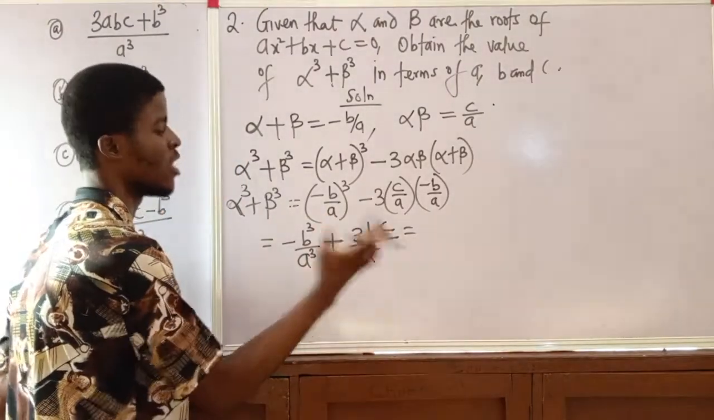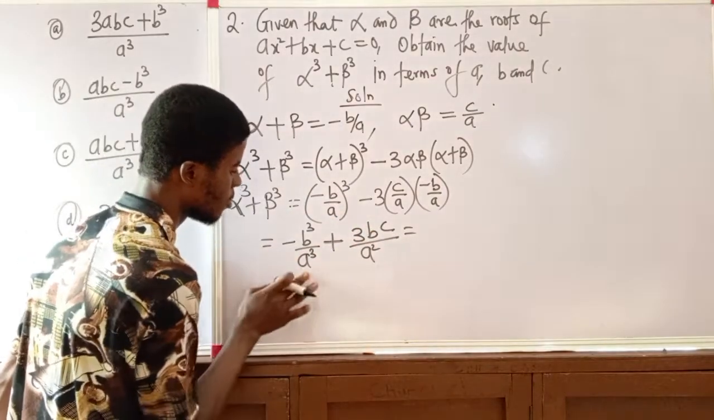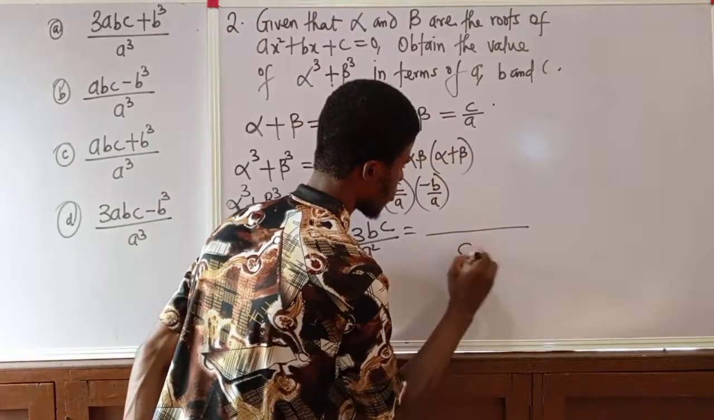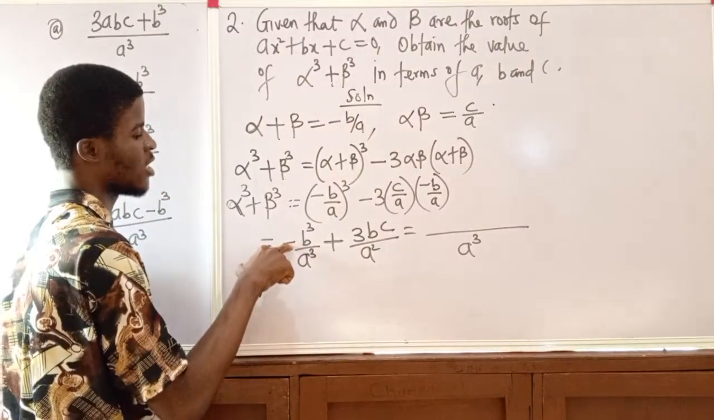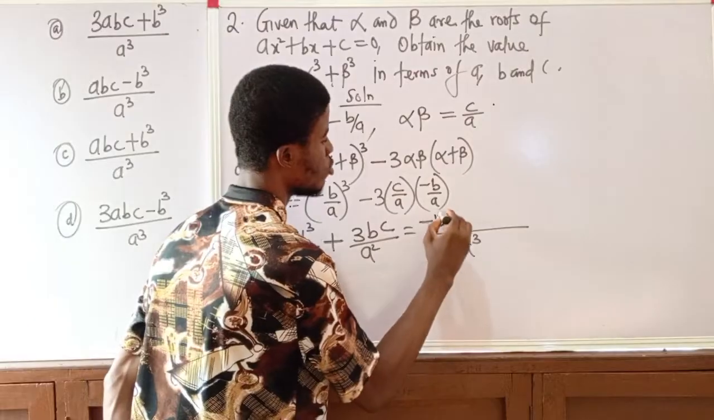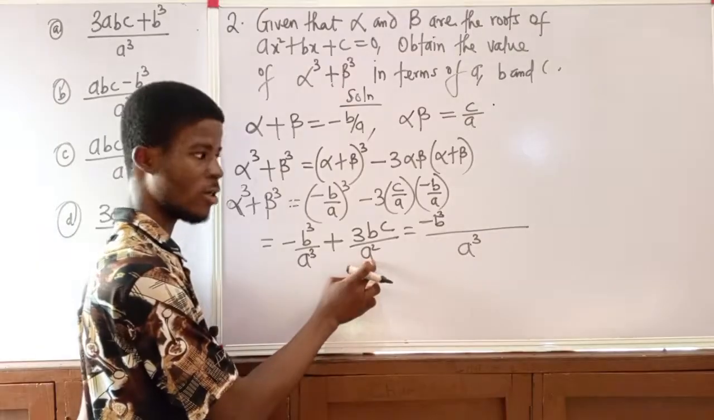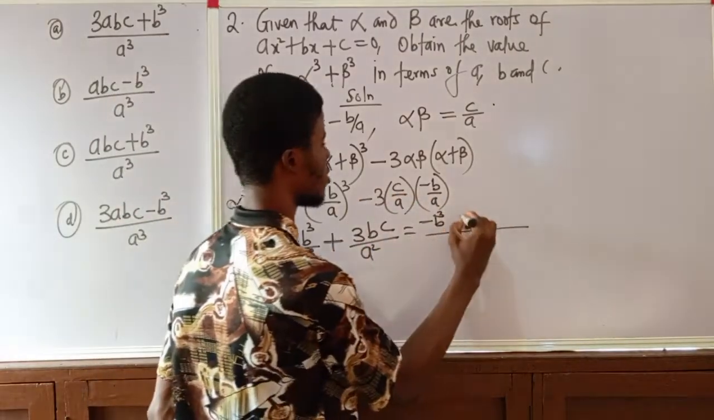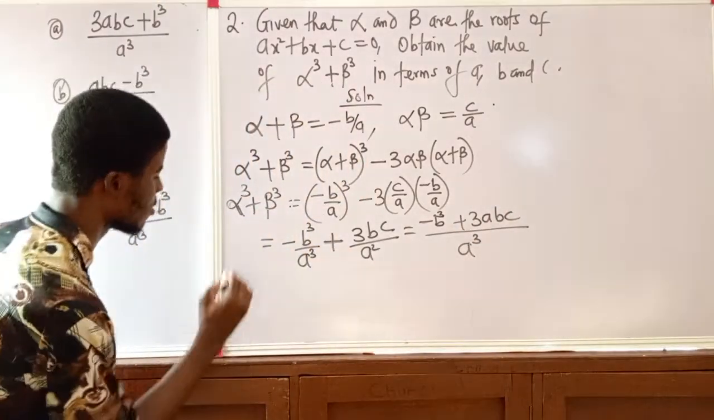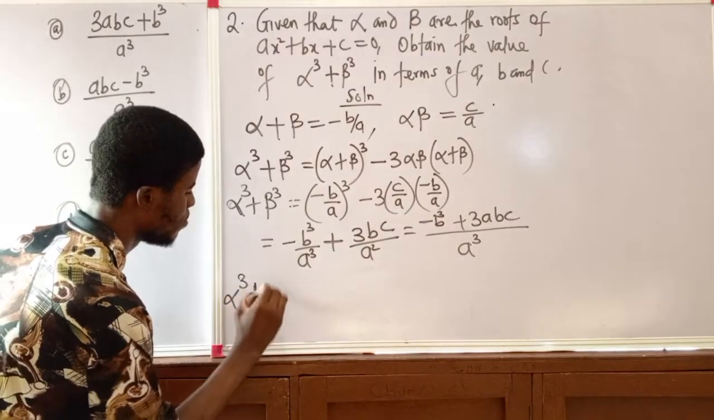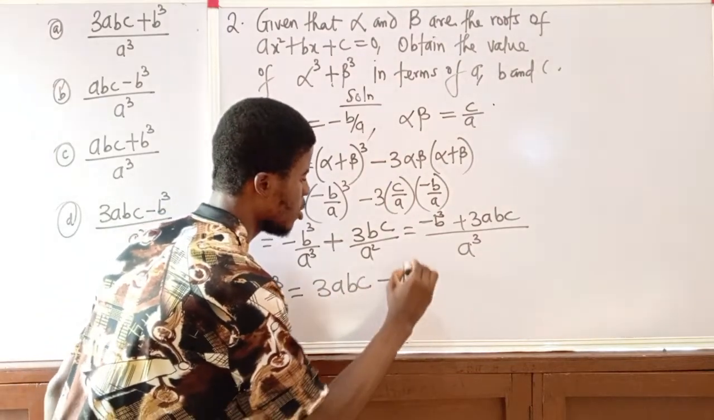We have our expression in terms of a, b, and c. So let's simplify further. What is the LCM? It's a cubed. a cubed divided by a cubed is 1. 1 times minus b cubed is minus b cubed. a cubed divided by a squared is a. a times 3bc, that's 3abc. So we can write that finally as alpha cubed plus beta cubed is equal to 3abc minus b cubed.